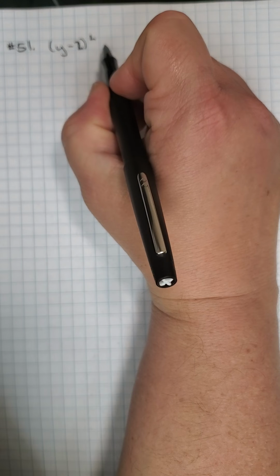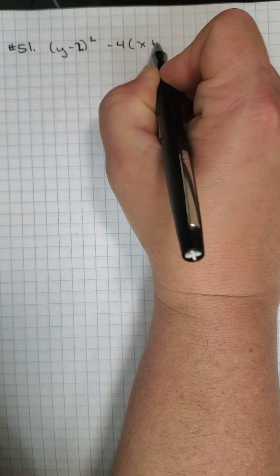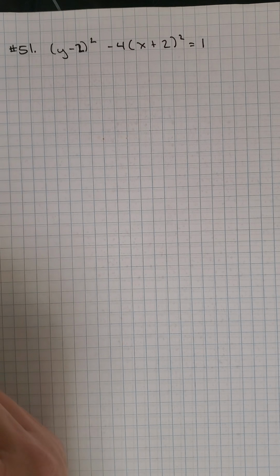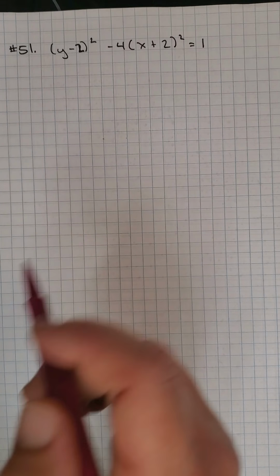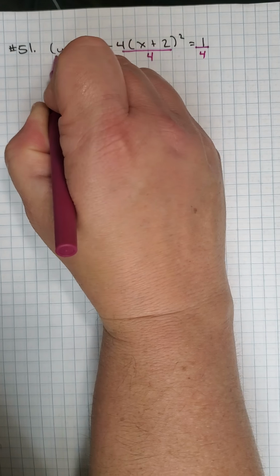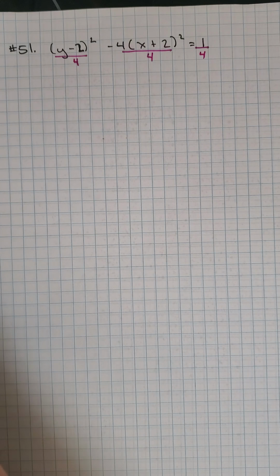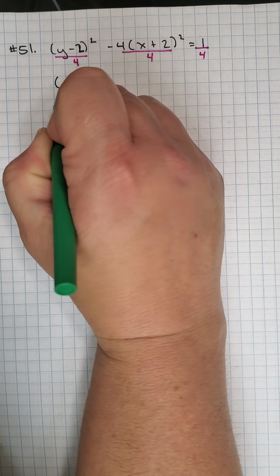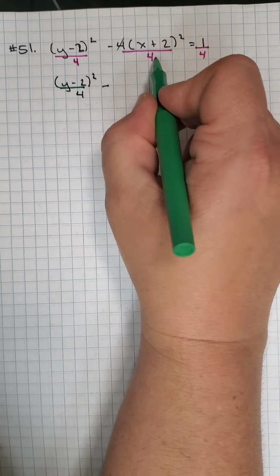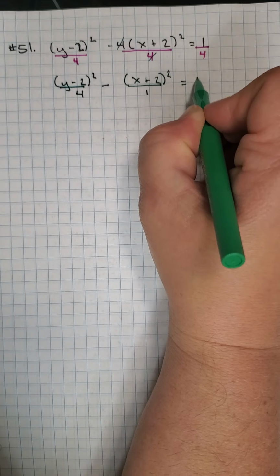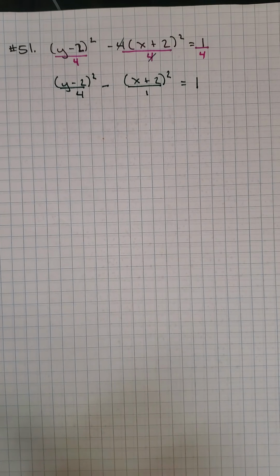Alright, so we have y minus 2 squared minus 4 times x plus 2 squared equals 4. So again, this one is not in standard form for a hyperbola. In order to put it into standard form, we need to divide both sides by 4, or divide everything by 4. So that first term will stay the same. We have y minus 2 squared over 4, minus, here the 4's will cancel, so it's like x plus 2 squared over 1. And then equals 1. Now that's standard form for the hyperbola.